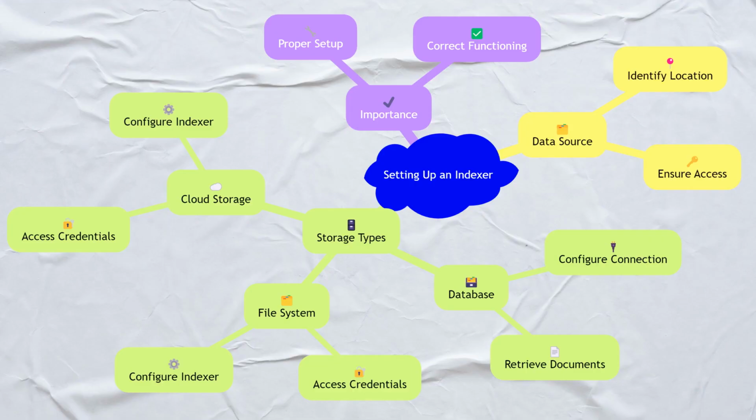The first step in creating an indexer is setting up the data source. This involves identifying where the documents are stored and ensuring that the indexer has access to them. For example, if the documents are stored in a database, you will need to configure the indexer to connect to the database and retrieve the documents. Similarly, if the documents are stored in a file system or cloud storage, you will need to provide the necessary access credentials and configure the indexer accordingly. Properly setting up the data source is crucial for the indexer to function correctly.